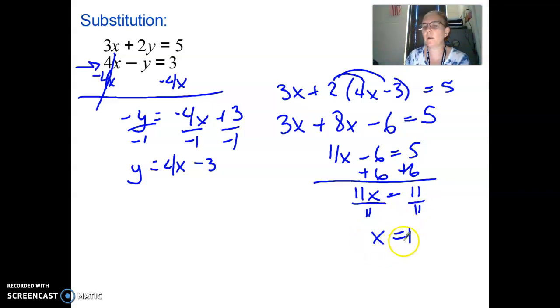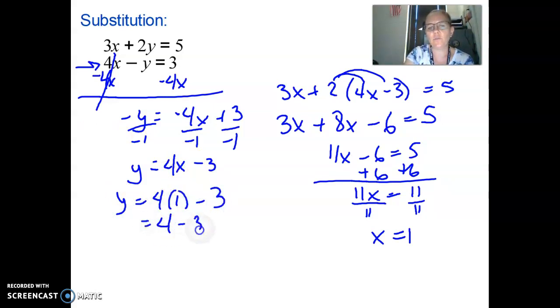Okay, again, remember what I'm trying to find. I have to find a point, and so far I only have an x coordinate, so I need to find the y coordinate that goes with it. Well, the easiest one to substitute into is this one because I already have y by itself. So I'm going to take that 1 and I'm going to substitute right here. So y equals 4 times 1 minus 3. 4 times 1 is 4. 4 minus 3 is 1. So I have the point 1, comma 1 is my answer.